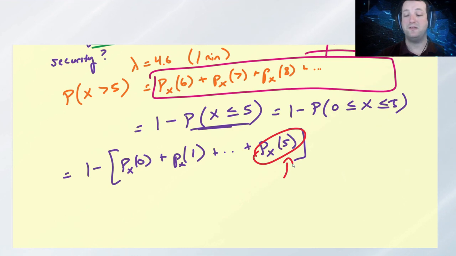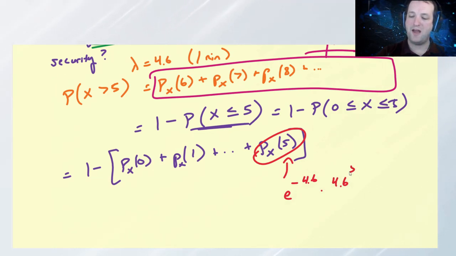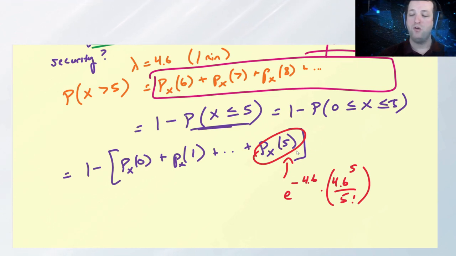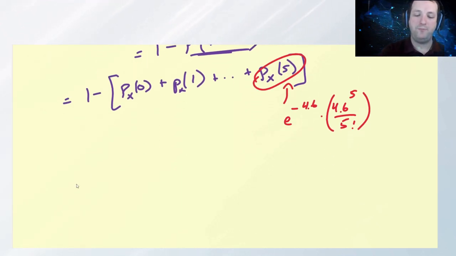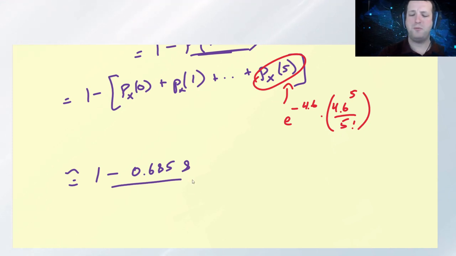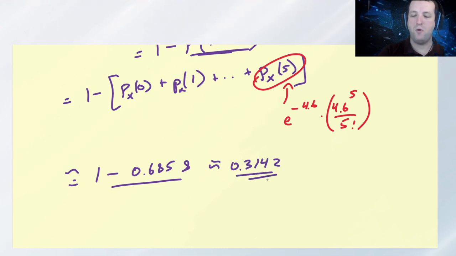So how would I calculate, for example, the probability that x is equal to 5? I would do it the same way as before. That's going to be e to the minus lambda, where lambda was said to be 4.6, times lambda to the power of x, all over x factorial. That's how you would calculate P(X=5), and it's going to be similar for P(X=4), 3, 2, 1, and 0. Once you add up all of those values, you're going to have approximately 1 minus 0.6858, and that's going to be approximately equal to 0.3142.